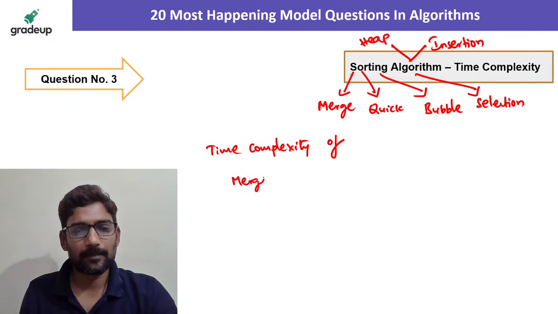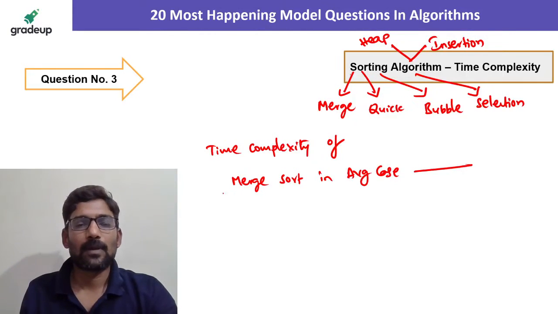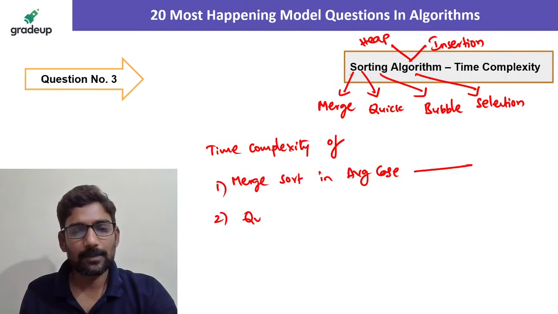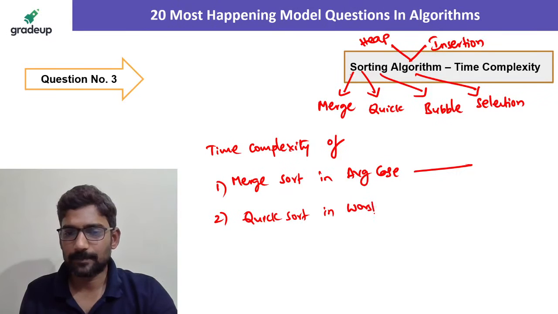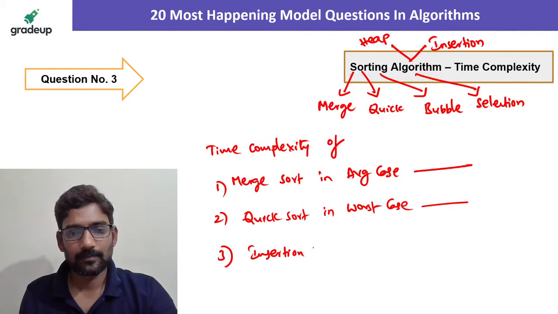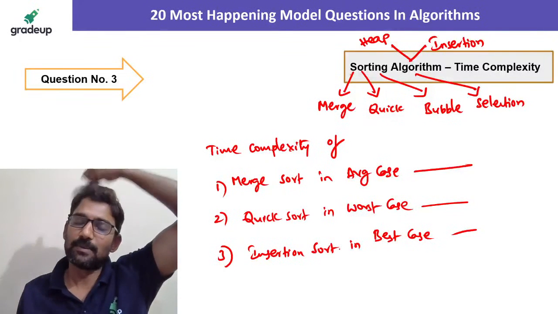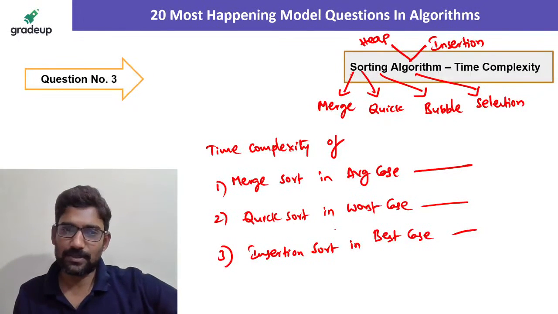merge sort in average case, or quick sort in worst case, or insertion sort in best case, bubble sort in best case. Generally, best case means bubble sort will come. So this is one possibility.